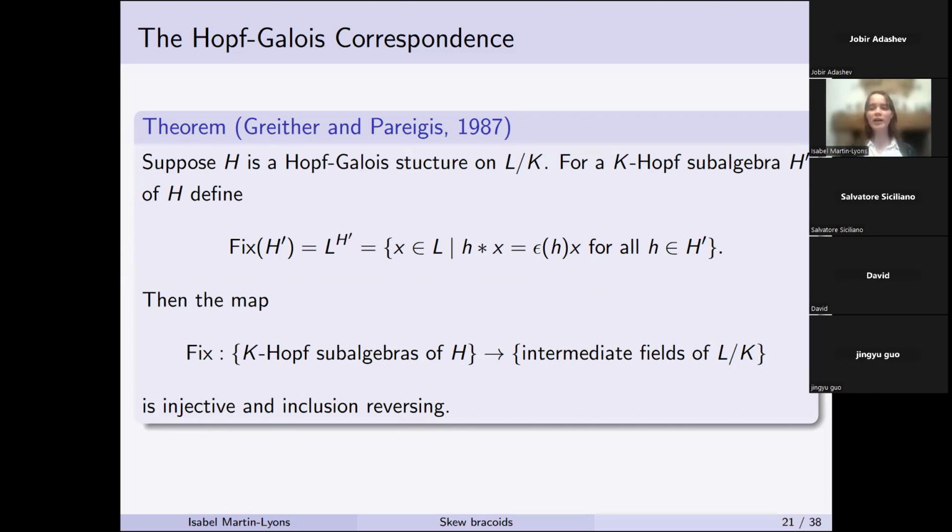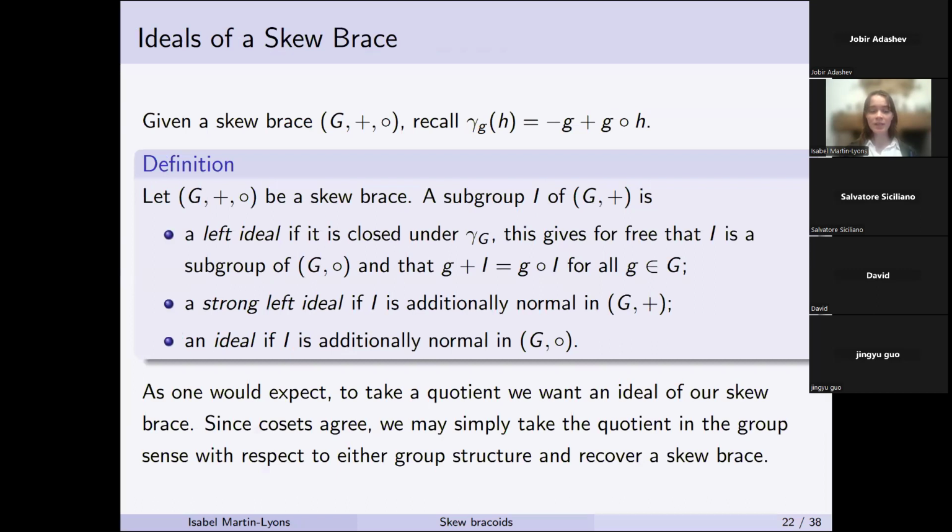So this isn't quite as good as what you have in the classical Galois setting, where of course it's bijective and inclusion reversing. So the question is, when is it also surjective? Well, to tackle this, we can look at some substructures.